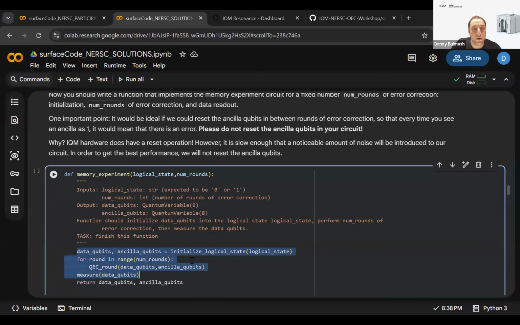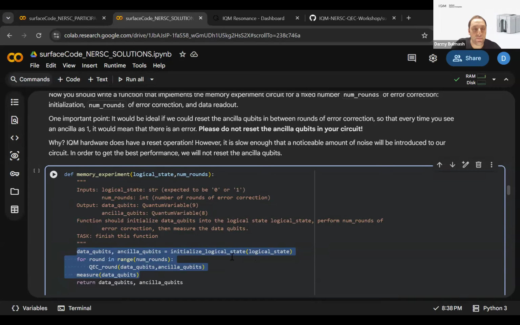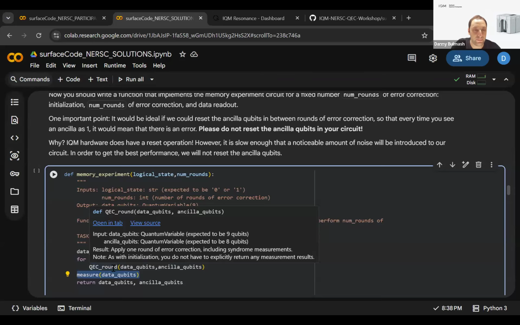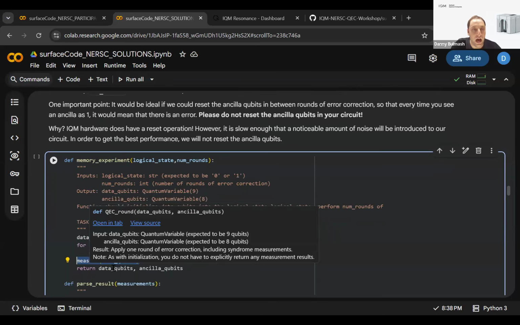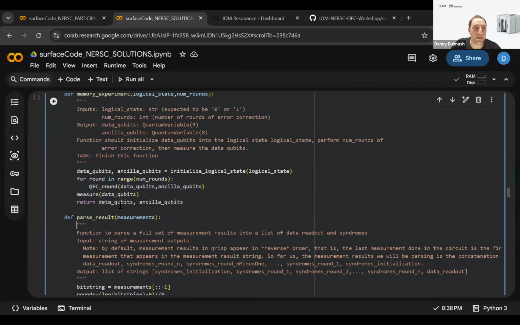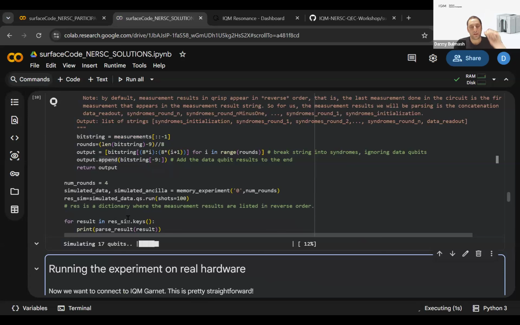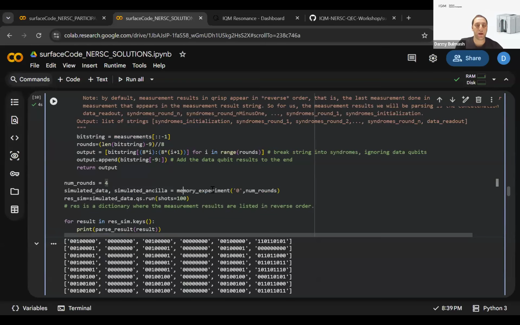We initialize the logical state. We do a number of rounds of QEC. Then we measure our data qubits, and then we'll decode. The decoding will come later. I've written a little function here that's just going to split this data up for you. So if I run this here, I'm doing a memory experiment with 4 rounds.